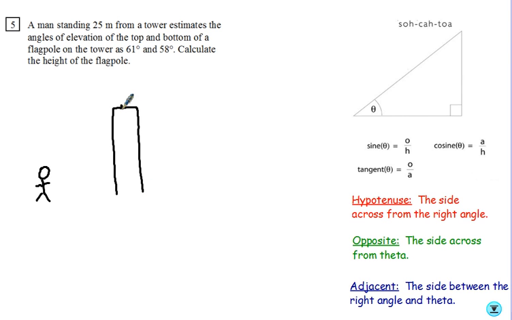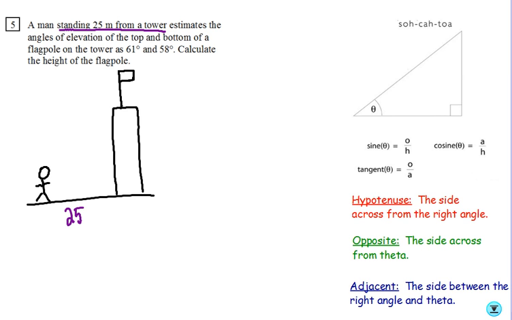Oh, and there's a flagpole on top. There's a flag. Obviously, that's not really to scale, but just get the idea of a tall office building, and then on top of that building, there's a flagpole. And so what it says is that angles of elevation, and he's 25 meters away, right? So standing 25 from the tower. So we'll say this is 25.